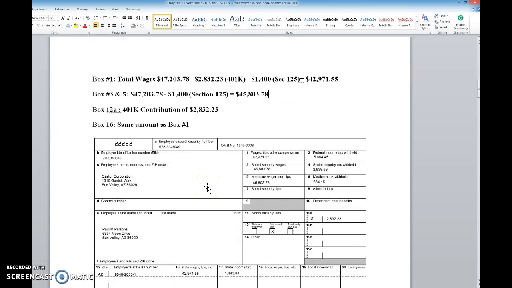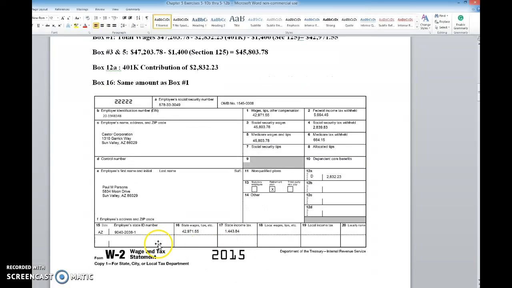And then if you go down to box 12A, we need to complete the 401k contribution. That is also given to us of $2,832.23. They do participate in a retirement plan, so you would X the box in box number 13. Going down to box number 15, the employer's state identification number. Box 16 is going to be the same as box 1, which is the $42,971.55. And then the state income tax withheld is given to us for $1,443.84.